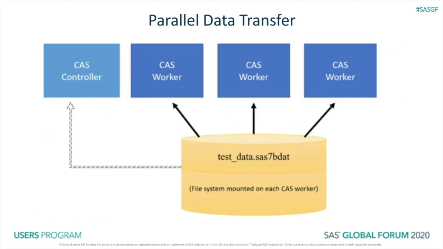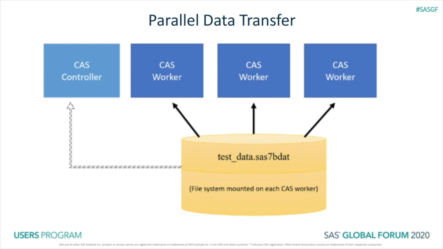If a parallel data transfer is available, then this is going to be the preferred method of loading data into CAS. A parallel data transfer allows the data to be concurrently transferred across multiple independent connections between the data source and the destination. This method greatly increases the speed in which your data sets can be loaded into CAS.